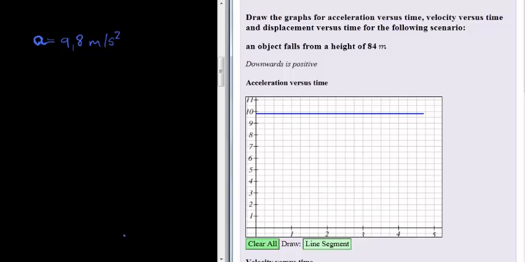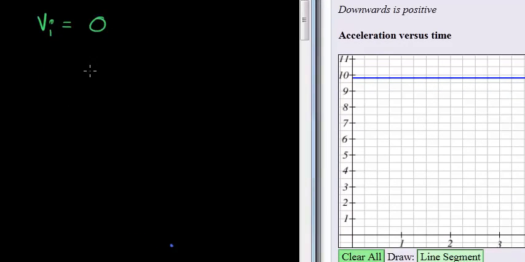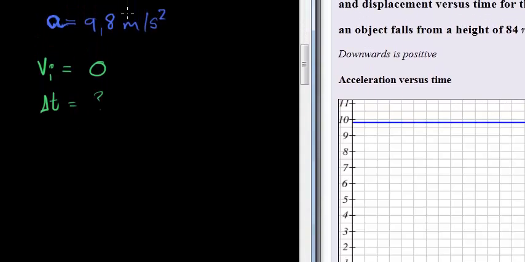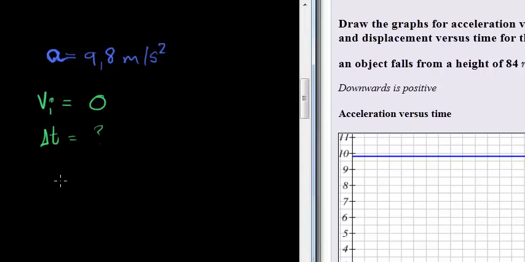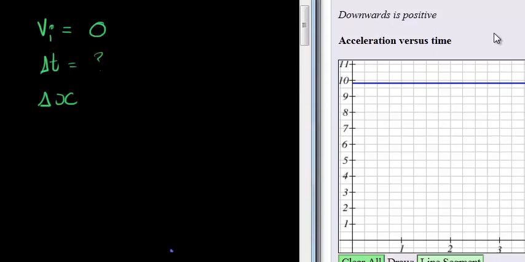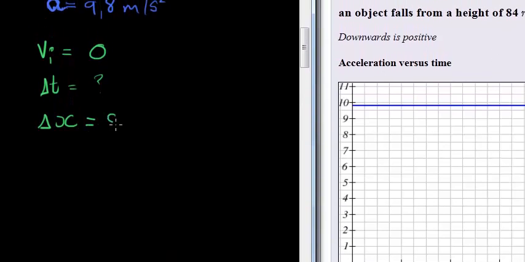Now, to work that out, we simply need to work out time given the values that we have. So what values do we have? Well, we have initial velocity, because it's a falling object, which is zero. We want to calculate time. We don't have final velocity. We have acceleration right there. What else do we have? Oh, we have height, so we have displacement. Height is how far it will fall, so displacement will be a maximum of 84 meters. So with that in mind, which formula can we use to calculate the time?